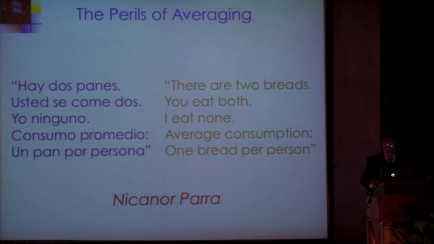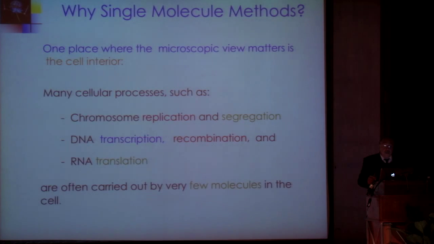And I want to emphasize the point in the following way. It turns out that one place where this microscopic, let's call it single molecule, few molecules, view matters is the cell interior. Why? Because we know that many cellular processes, such as chromosome replication and segregation, DNA transcription, recombination, and RNA translation, are often carried out by very few molecules, sometimes even one single molecule.